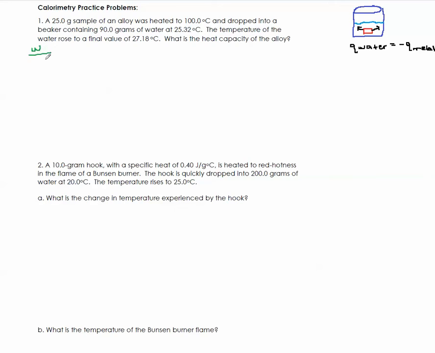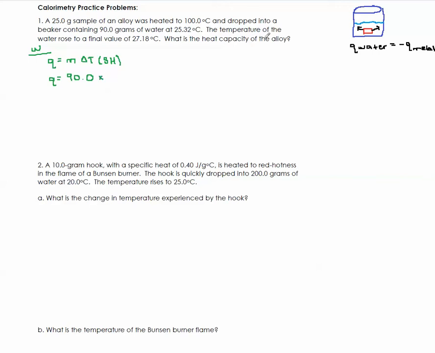Okay. Now, for the water, your formula for heat is Q, heat, equals m delta T times SH, which is your specific heat. I'm solving for Q, so I'm going to leave that as it is. The mass, if I read through this problem, the 25 grams here is for the alloy, so that's not the mass of my water. The mass of my water is 90.0 grams.